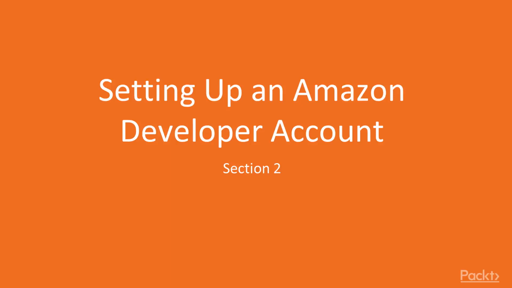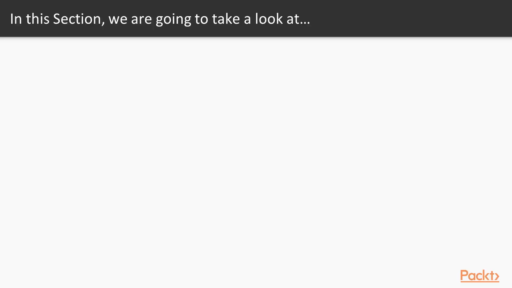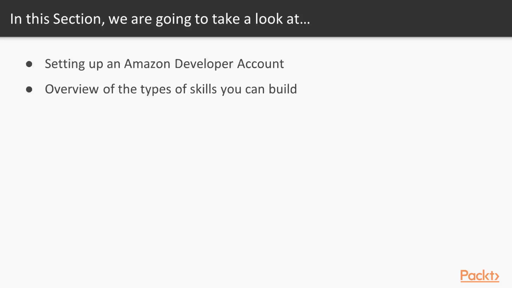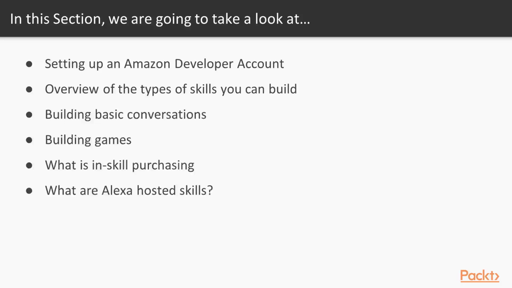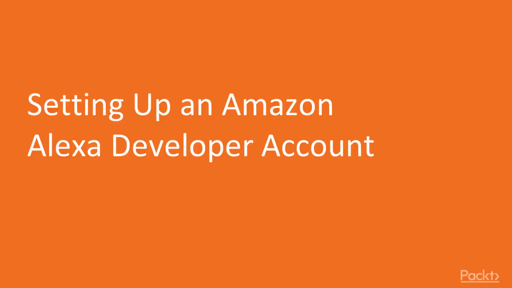Welcome to section 2. This is setting up an Amazon developer account. So in this section, we're going to take a look at the following. First, we're going to set up an Amazon developer account. Then in future videos, we're going to look at an overview of the types of skills you can build. We're going to look at building basic conversations, building games, talk about what is in-skill purchasing, and what are Alexa hosted skills. So for section 2, video 1, let's talk about setting up an Amazon Alexa developer account.